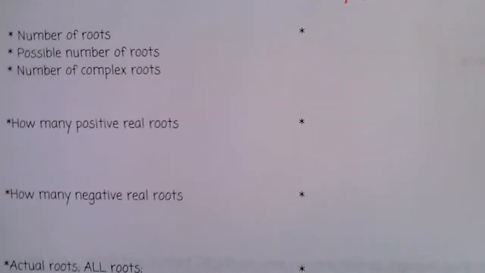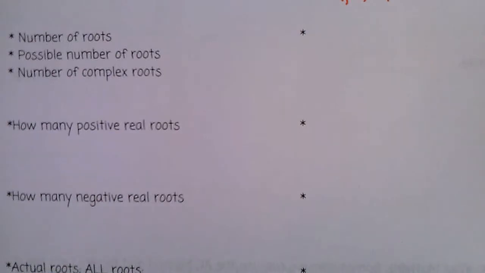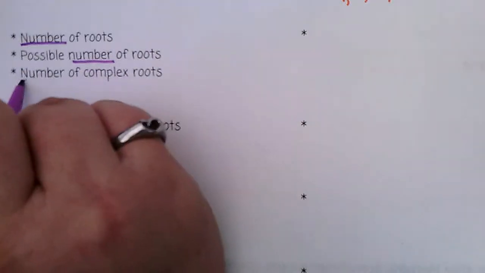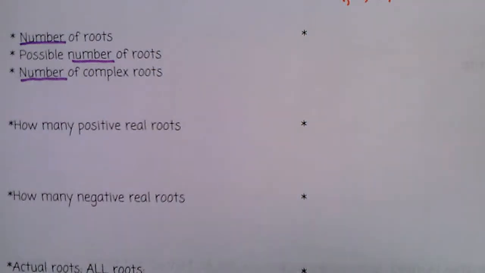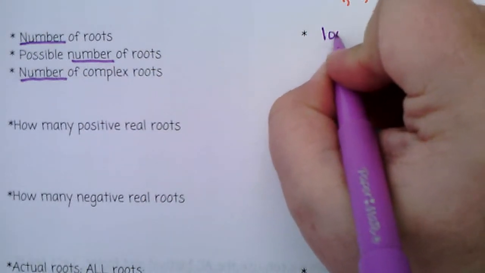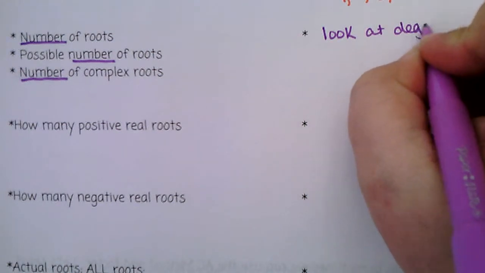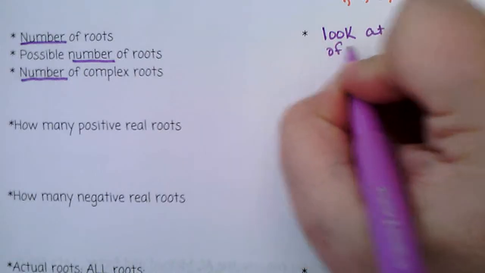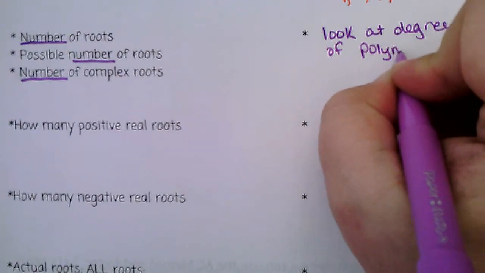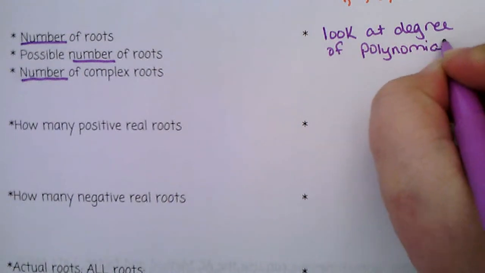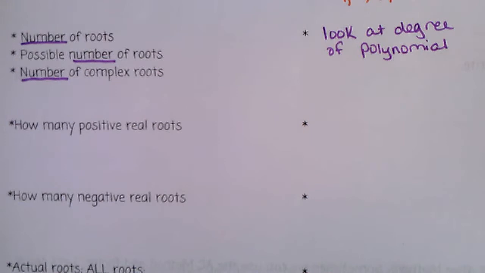Then next, if it says number of roots, possible number of roots, or number of complex roots, anytime you see this number of, this is the easy one. You just look at the degree of your polynomial and type it in, because that's your answer. Done. Look at the degree, type it in.